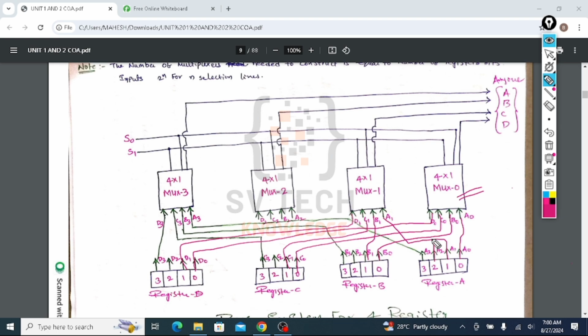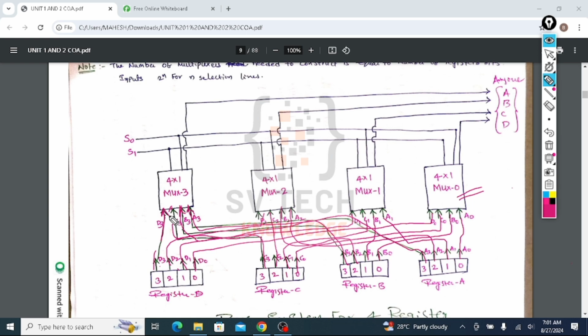Coming to the third bit, every register's third bit will be connected to the third multiplexer. That is, A2 will be connected to the A2 input of the multiplexer, B2 to the B2 input, C2 to the C2 input, and D2 to the D2 input. And the last bit of every register is connected to the last multiplexer: A3 to the A3 input, B3 to the B3 input, C3 to the C3 input, and D3 to the D3 input.